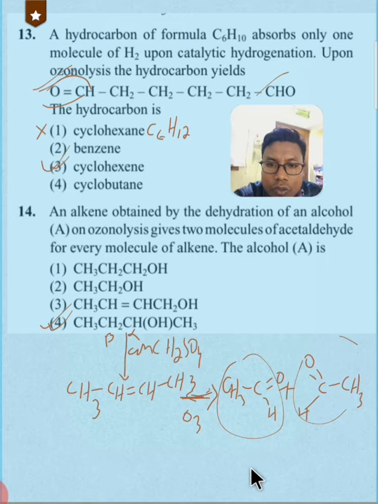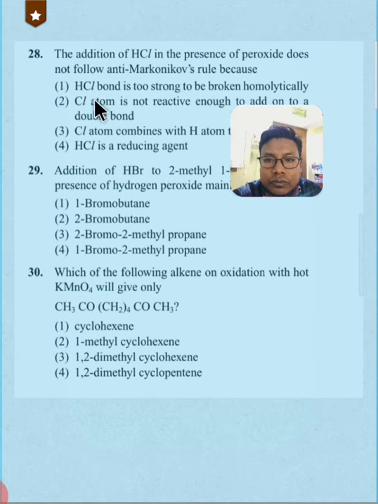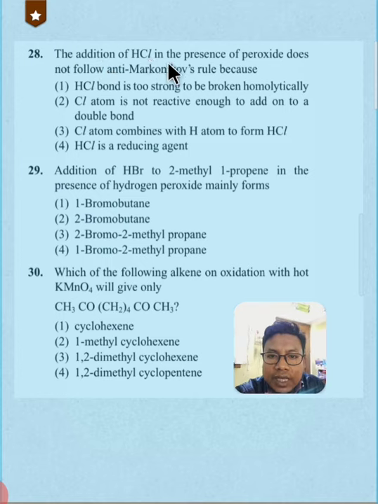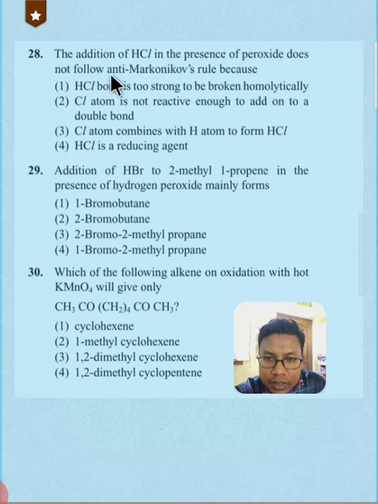So this is our answer. Okay, let me go to the 5th question. The addition of HCl in the presence of peroxide does not follow anti-Markovnikov's rule, because we need to choose the most correct option from these. The first one: HCl bond is too strong to be broken homolytically. This may be correct. Cl atom is not reactive enough to add to a double bond. This is not correct, because Cl radical is reactive.